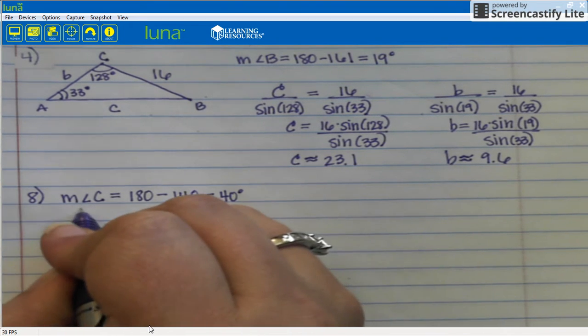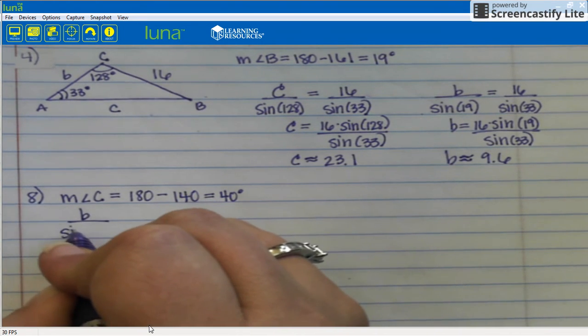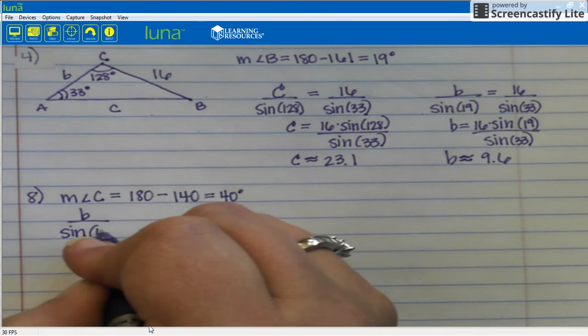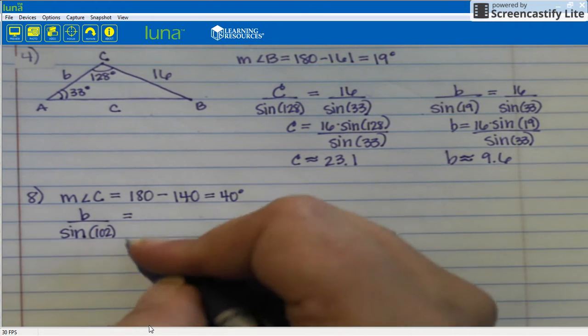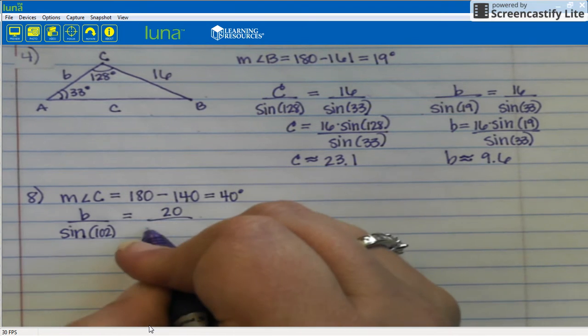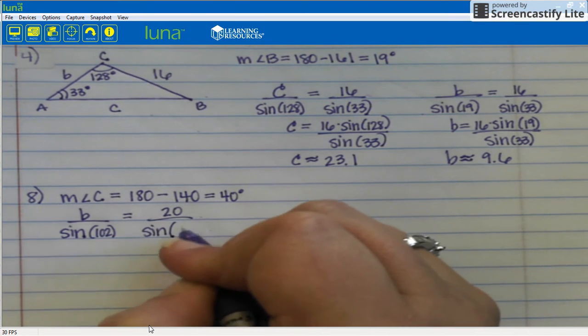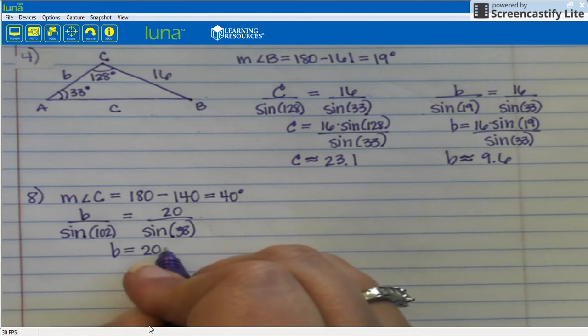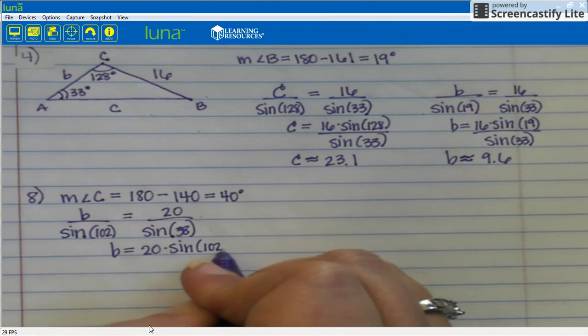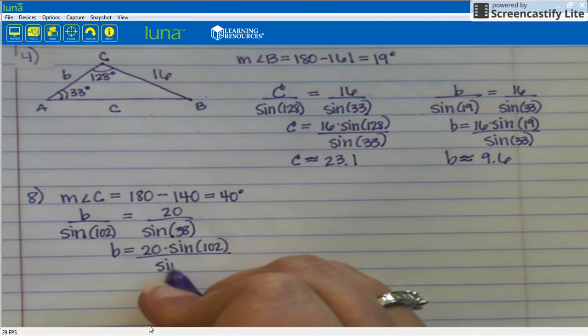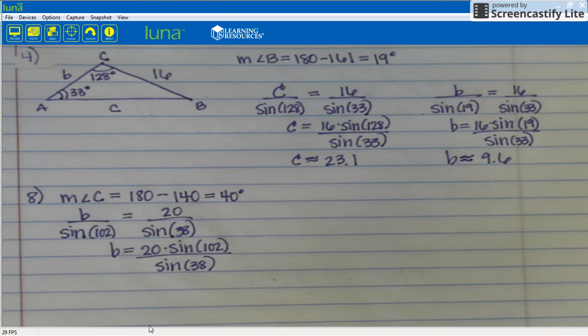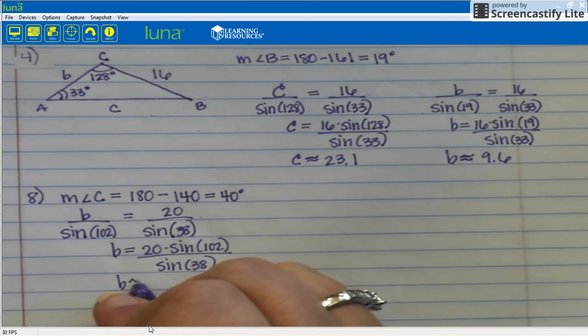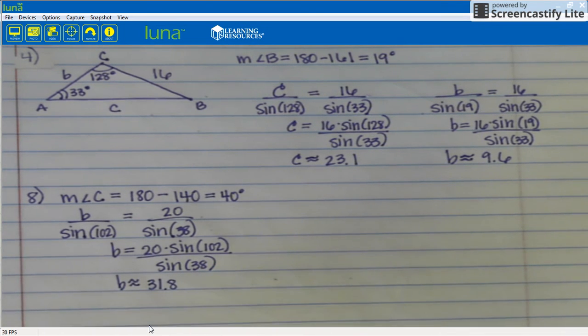So I have b over the sine of angle B, which is 102, is equal to 20 over the sine of angle A, which is 38. So I have b equals 20 times the sine of 102 divided by the sine of 38. So b is approximately equal to 31.8.